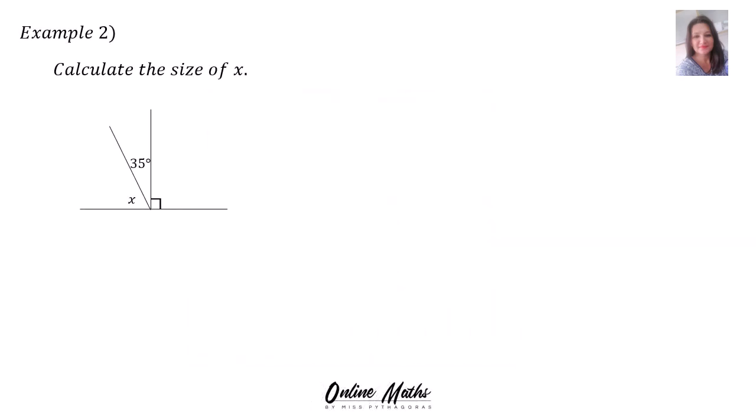Example 2. Calculate the size of x. When you go to the sketch, you will find that there's a straight line, and then there's also this little thing over there. And that means there's a right angle, in other words, a 90-degree angle. So where we will start is with the first theorem in our toolbox. X plus 35 plus the 90 is equal to 180. And the reason is angles on a straight line. And you always have to write that reason.